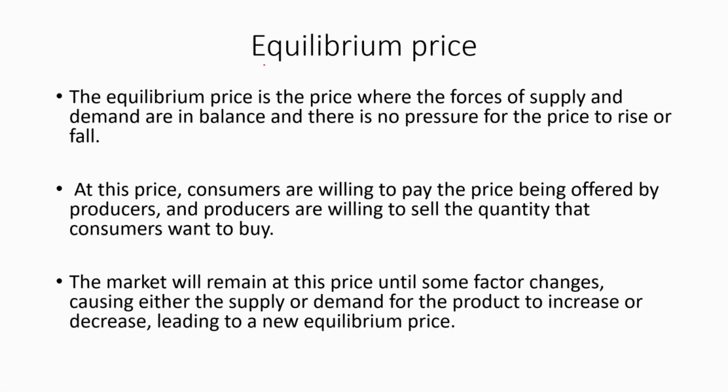Now let's discuss the equilibrium price. The equilibrium price is the price where the forces of supply and demand are in balance and there is no pressure for the price to rise or fall. At this price, consumers are willing to pay the price being offered by producers, and producers are willing to sell the quantity that consumers want to buy. The market will remain at this price until some factor changes, causing either supply or demand for the product to increase or decrease, leading to a new equilibrium price.